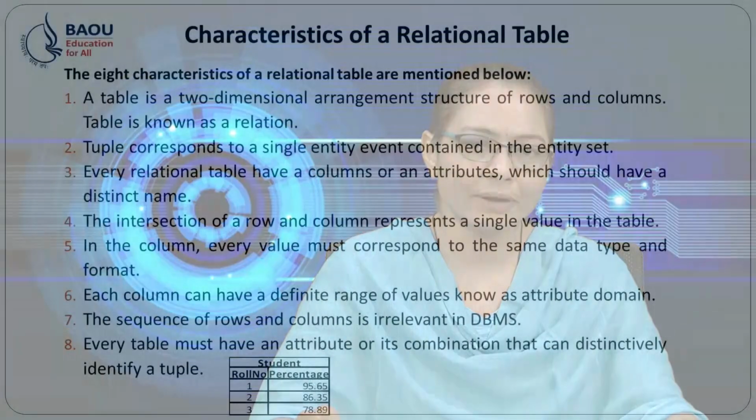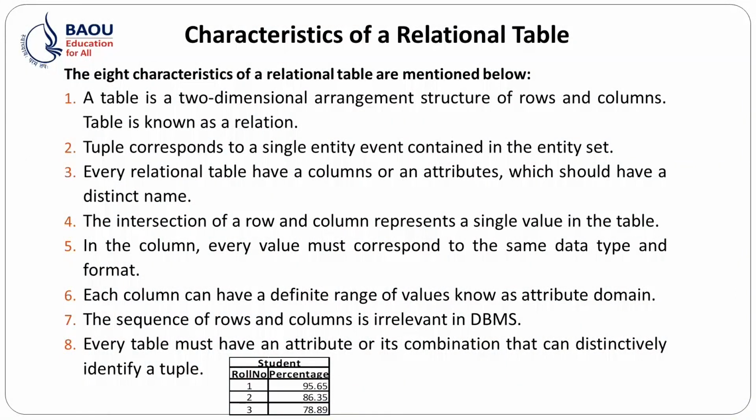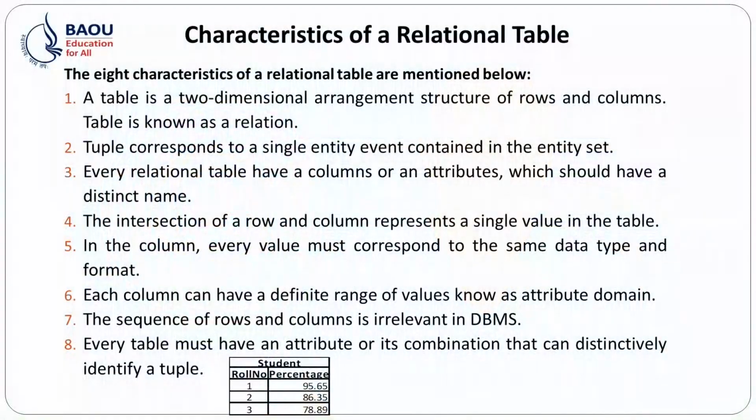Now the third point is every relational table has columns or attributes which should have a distinct name, means that every table must have a unique column name. In the figure, roll number and percentage are unique column names in the student table, which are not repeated in the same student table.